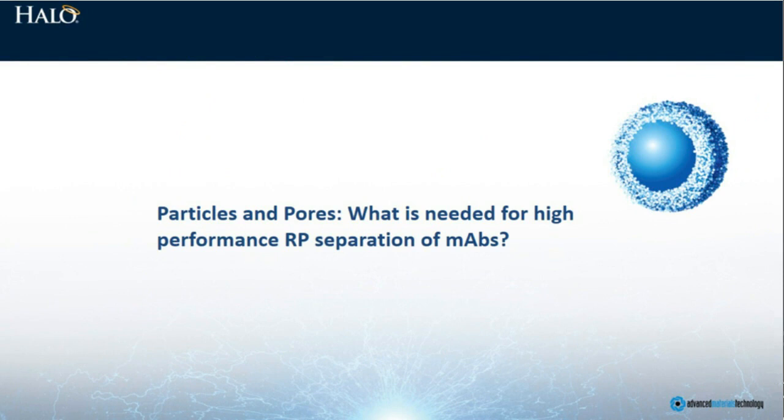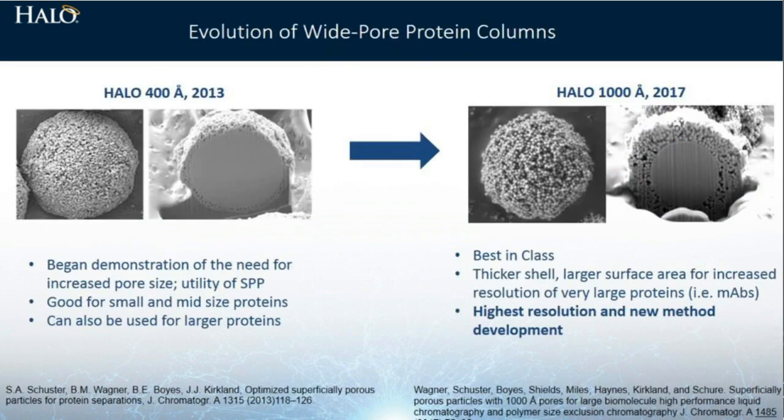So the first of these are particles and pores. What do you need for high-performance reverse phase separation of monoclonal antibodies? Well, the initial material that we brought to market in 2013 had a 400 angstrom, fairly thin shell of superficially porous material around a relatively larger impermeant central core.